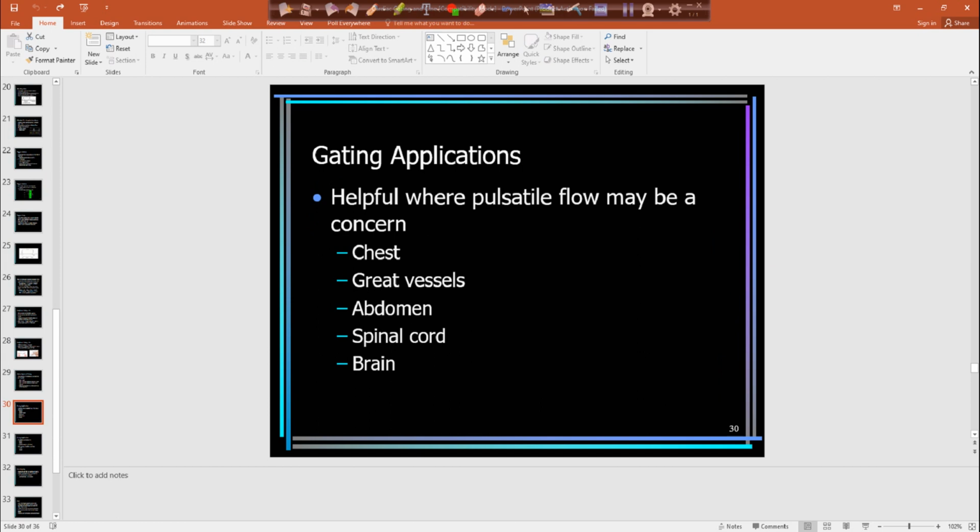These gating applications are used in the chest, great vessels, abdomen, spinal cord, brain. So when we're doing the brain and the spinal cord, what do you think we're gating? CSF. Yep. Abdomen, respiratory, and blood flow, chest, the heart.